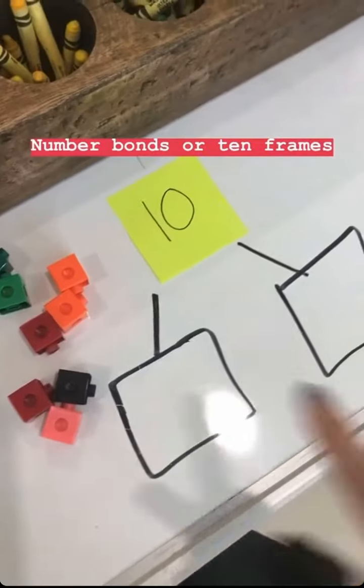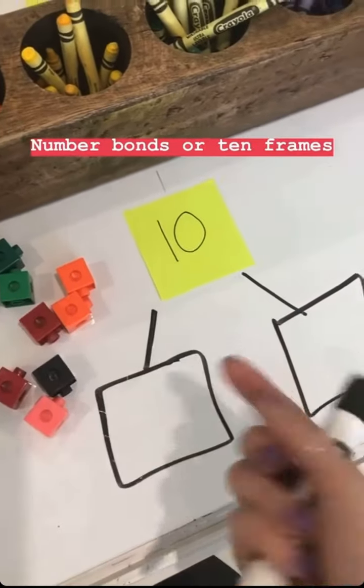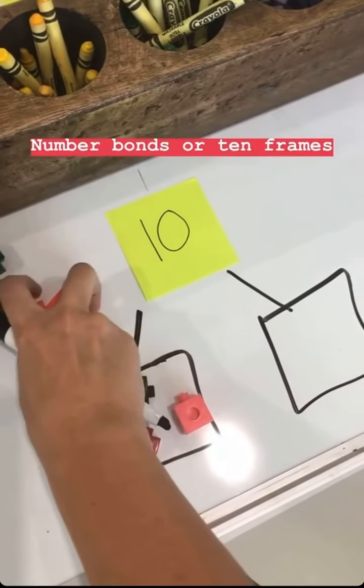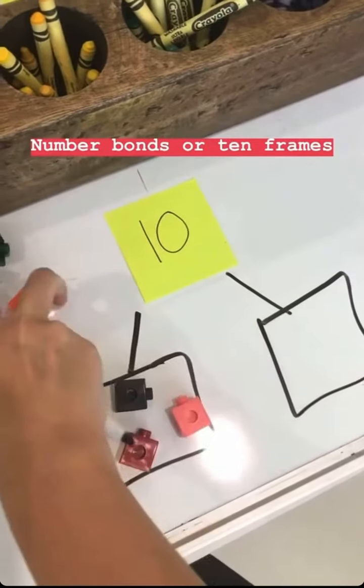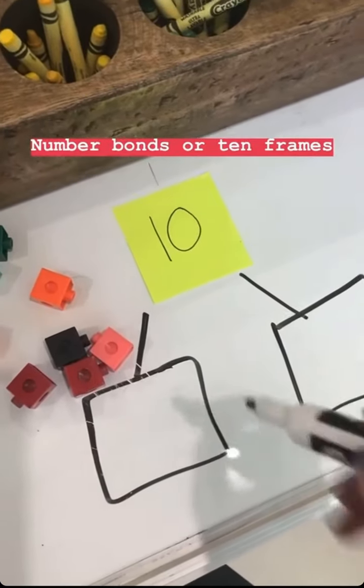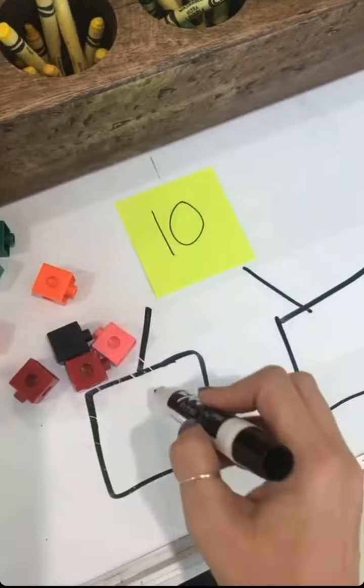So another way to do it is with number bonds. You could even do a 10 frame, and then you would have the manipulatives here so that they could explore and see what works to make 10. Then they could move the manipulatives out, and then they could write the number.